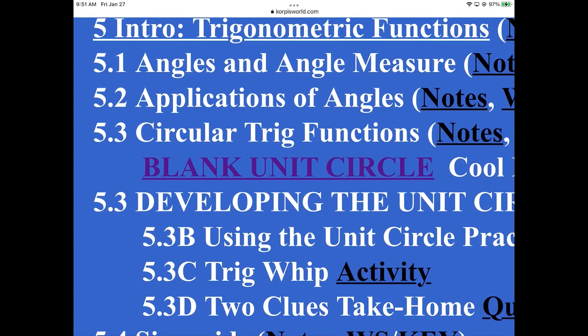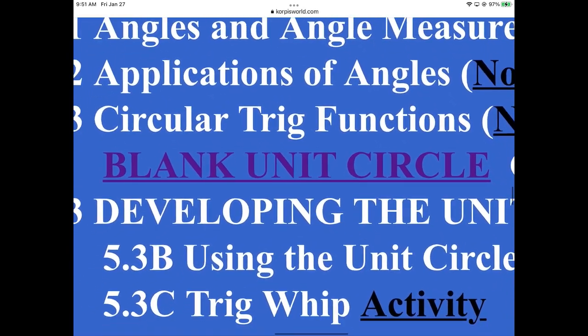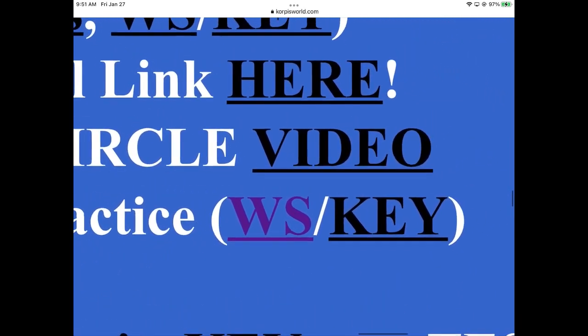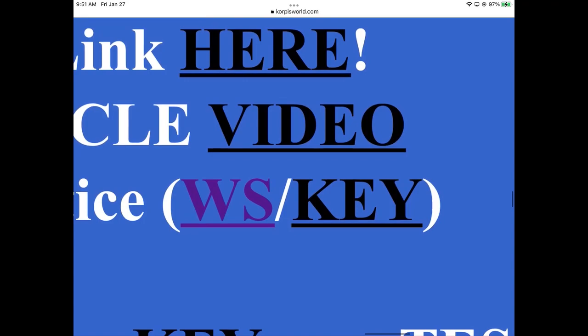So as I mentioned, you can go to Korpi's World on Pre-Cal Matters, download the blank unit circle, and then 2 lines below there, using the unit circle practice. There's the worksheet and the key, so you can finish it. We're not going to get all the way through that, but you can look at the key and see if you can get the right answers without looking.